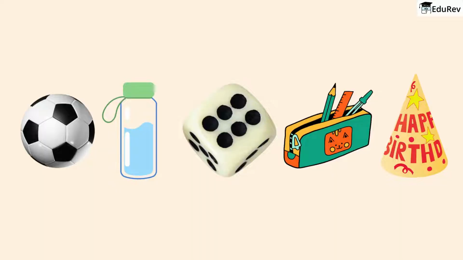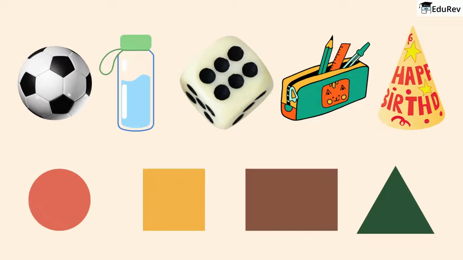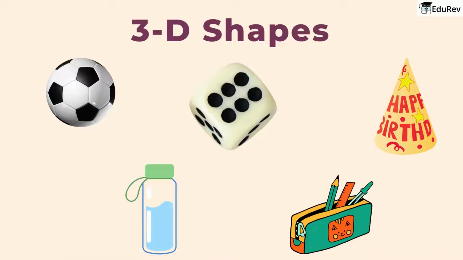Like, look at this picture. What do you see? You see a ball, a bottle, a dice, a pencil box, and a birthday cap. You notice how these shapes are very different from the 2D shapes. 2D shapes are flat, but these are fat. These are called 3D shapes. We will see how these shapes are all around us.